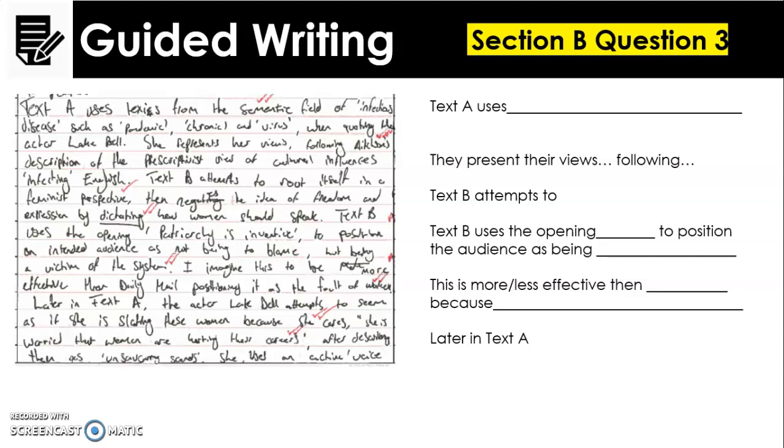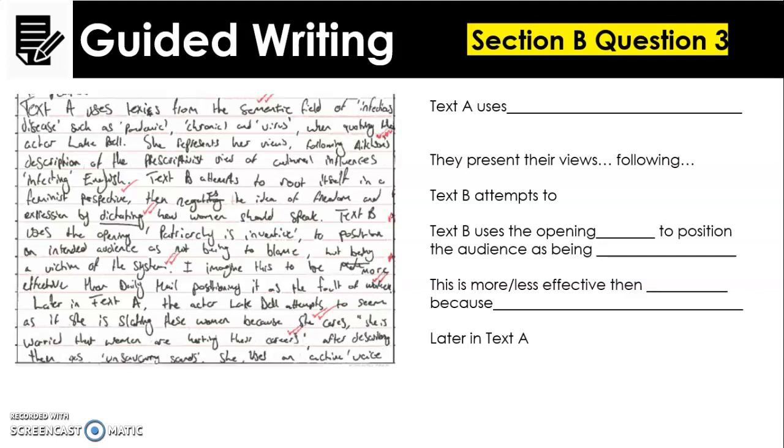Text B attempts to root itself in a feminist perspective, then negates the idea of freedom and expression by dictating how women should speak. So actually that's a really intelligent moment of identification that the student's done. So although it's not perfect, when they get it right, they get it really right. So that's that identification, a strong sentence identifying the perspective of the writer. Text B uses the opening patriarchy as inventive to position an audience as not being to blame, but being a victim of the system. I imagine this to be more effective. So there's your effective interpretation than the Daily Mail positioning. It is the fault of women.